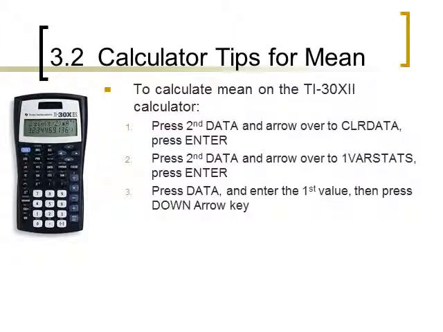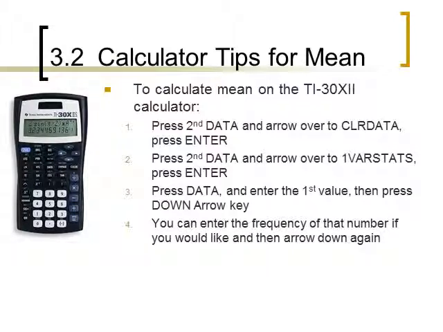So press data and enter the first number. This first number will be entered after the symbol that says X1. Press the down arrow key twice. The reason why I say press it twice is after X1 and you press down, it'll say F1, which stands for frequency. So if you have a number that appears multiple times in your data, like maybe you have the number 5 that repeats 20 times, and if you don't want to type that number in separately 20 times, you can just enter the frequency of 20 for that number.